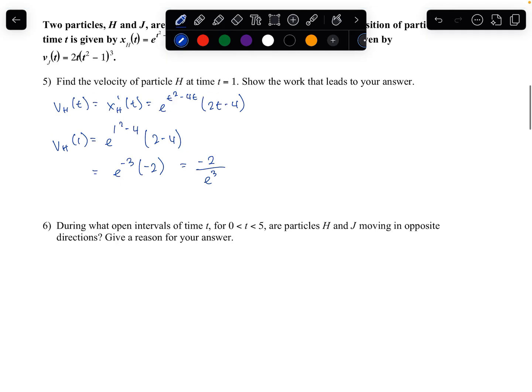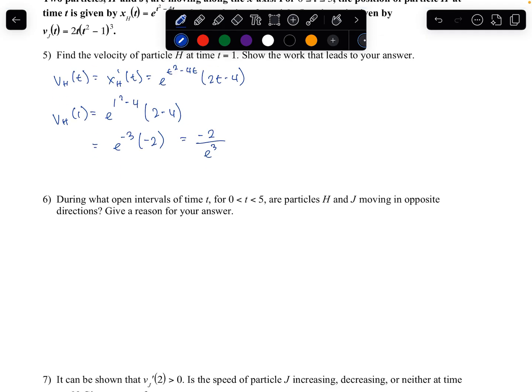Okay, during what open intervals of time t from 0 to 5 are particles h and j moving in opposite directions? So this one, we did one in class where we talked about where particles are moving away or towards each other. This is not the same type of question. This isn't asking if the particles are moving towards or away. It's just asking when they're moving in opposite directions. And so that's not the same.